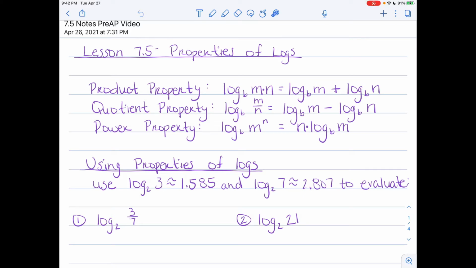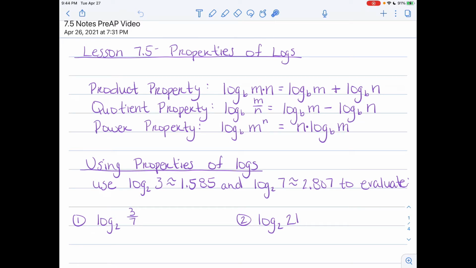The quotient property says that if we have log base b of m divided by n, we can also break that apart and say that it's the same as log base b of m minus log base b of n. Remember back in exponents, when we divided, we subtracted exponents. Well, here we're dividing and we're subtracting logs from each other. Our power property says that if we have log base b of m raised to the n power, that n power can come out to the front and be multiplied by the log, similar to the power of a power property with exponents. When we had exponents that were a power to a power, the powers multiplied. Here we are multiplying the power times the log.